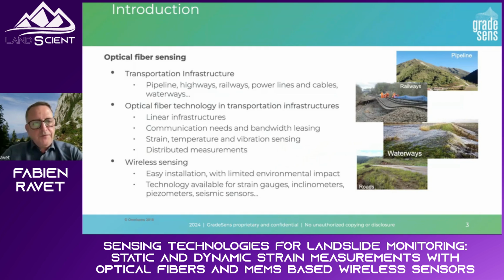And then if we talk about wireless sensing, what is interesting is that you can have that kind of sensor laid in a landslide, because we cannot cover thousands of kilometers or hundreds of kilometers with that technology. But it can be a support of the optical fiber sensing technology to focus specifically on a landslide threatening a pipeline or a highway. The radio communication used in wireless sensing can be used to connect strain gauges, inclinometers, piezometers, and seismic sensors. What we will focus on here is seismic sensors.